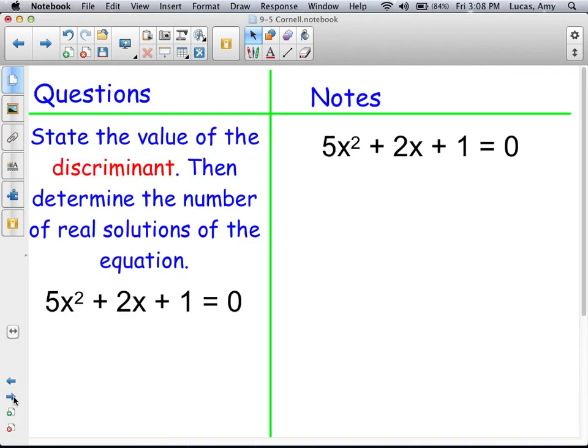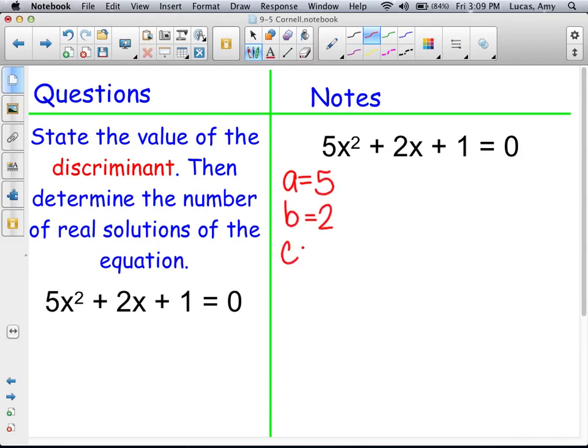All right, example number 1. State the value of the discriminant, then determine the number of real solutions of the equation. 5x squared plus 2x plus 1 equals 0. Just like with our quadratic formula, we need to identify a, b, and c. Now we are going to simply plug them into the discriminant, b squared minus 4ac, and solve it. b is 2, so 2 squared minus 4 times a, which is 5, times c, which is 1.